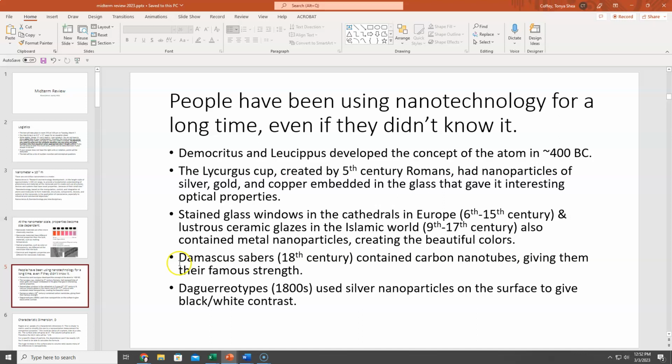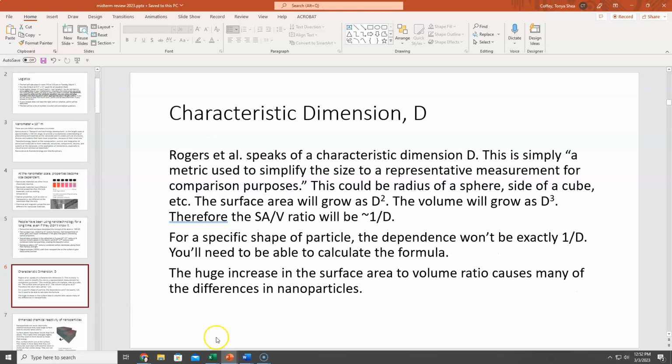Damascus sabers were really famous in the 18th century for being very strong and durable, and when you examine them using high-powered microscopes and different analytical methods, they have been shown to contain carbon nanotubes, which gives them their famous strength. And daguerreotypes in the 1800s used silver nanoparticles on the surface to give that black and white contrast, and there have been some really interesting papers on that. So this is all old technology that we now understand better from the perspective of nanoscience.